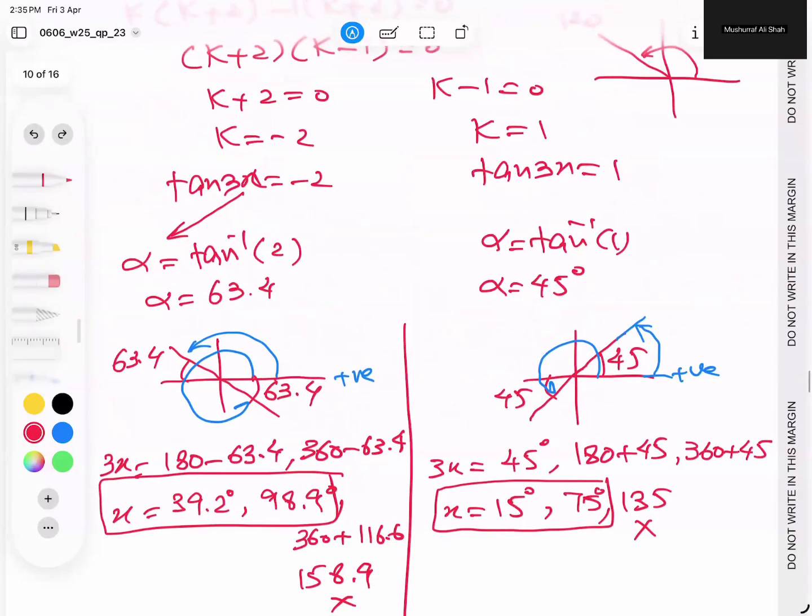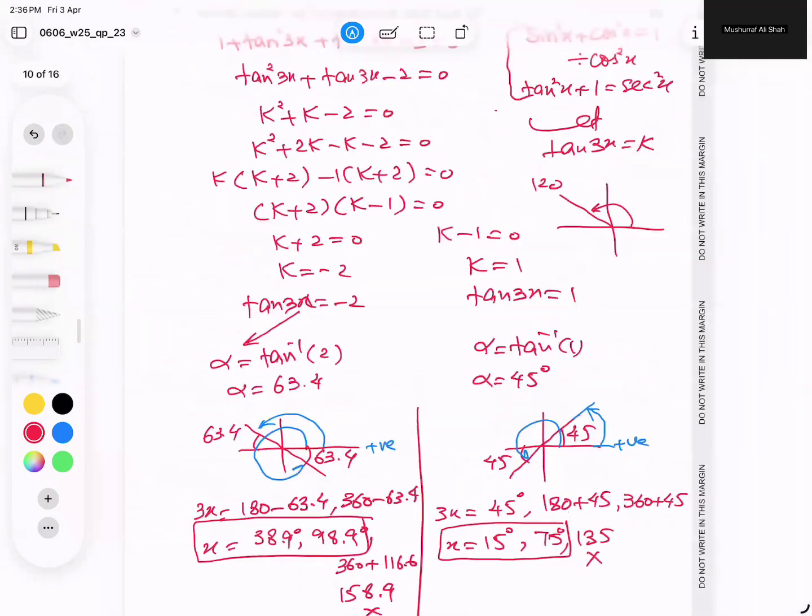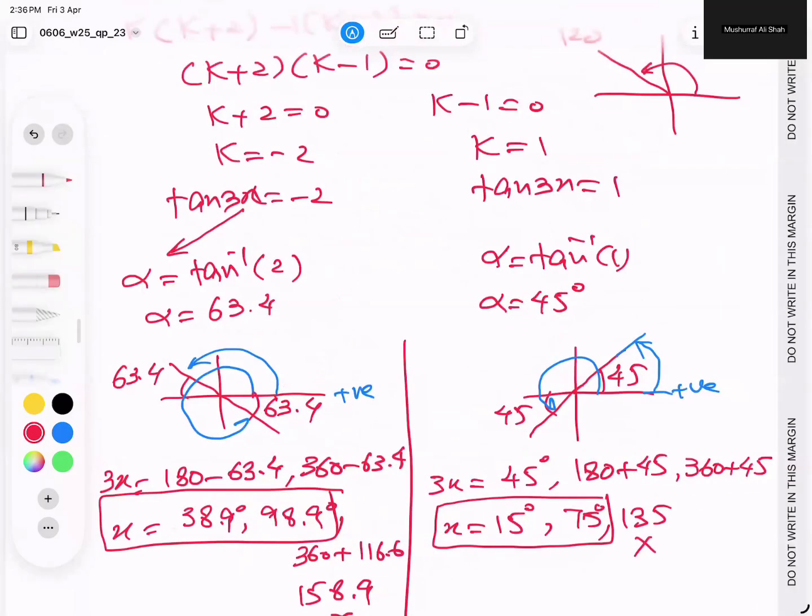And I hope the point is very clear. One mistake only, students, which I just typed wrongly. The answer is coming to me here, 38.9 degrees. So Alhamdulillah Rabbil Alameen, this question number 7 is completely over. Ready?